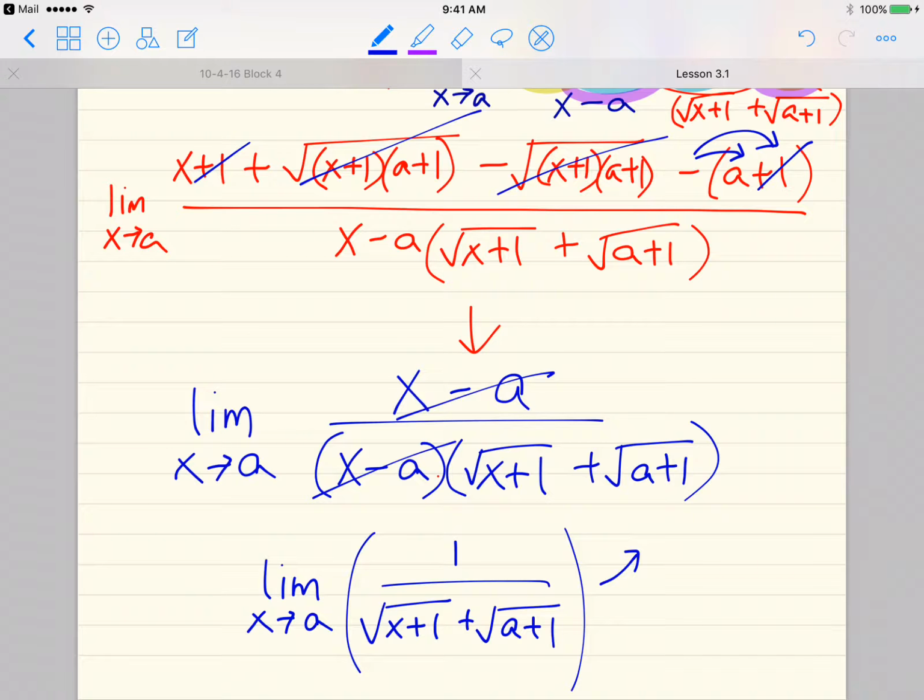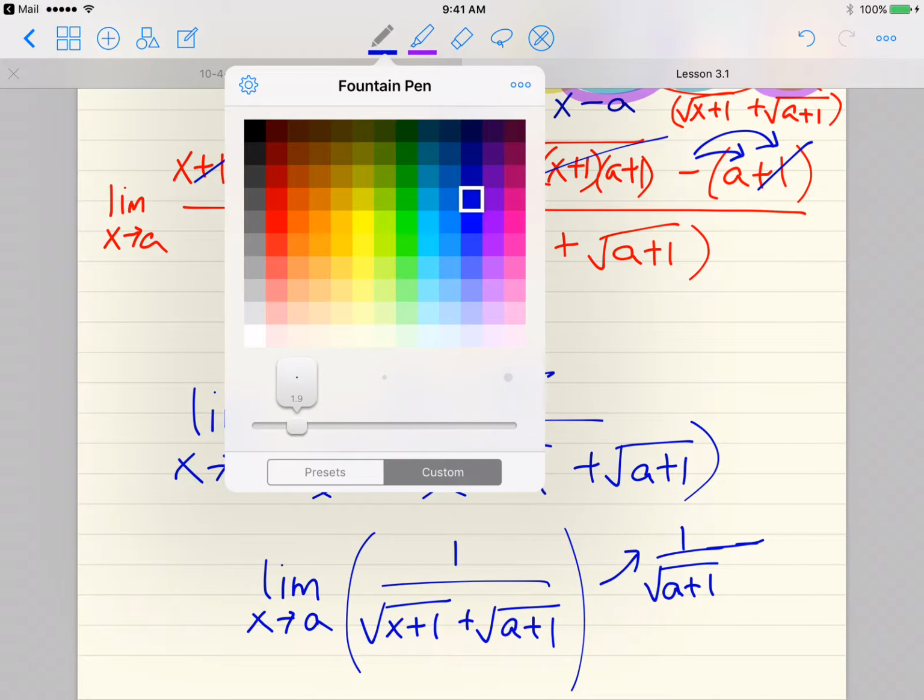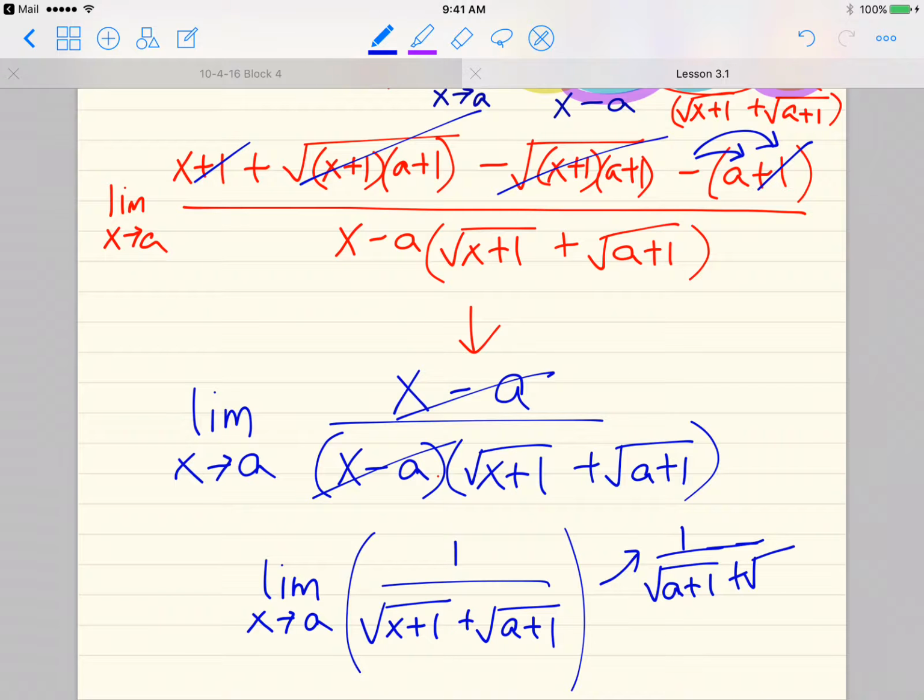And now your final answer becomes 1 over, and I can substitute a in place of x. So you have 1 over radical a plus 1 plus radical a plus 1 on the bottom. So you have 2 of them, and your final answer becomes 1 over 2 times the square root of a plus 1.